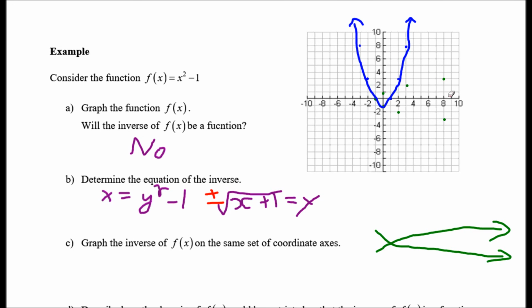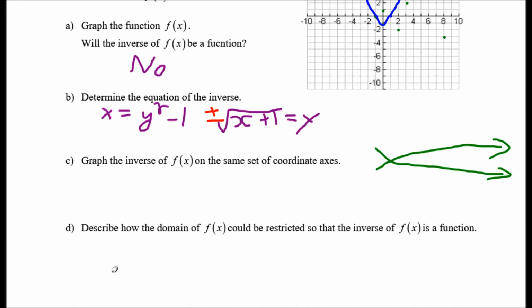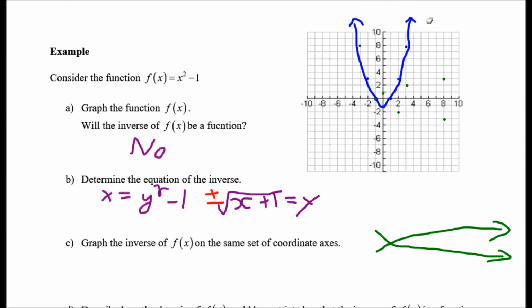What happens if I said, you know what, we'll just say that x is less than or equal to 3? Is that good enough? No. So what has to happen here is you must kill minimum half the graph. This answer in D has a multitude of answers. One possible answer is to say x less than or equal to 0. Because think about it, horizontal line test? Yep, only touches once. That would work.